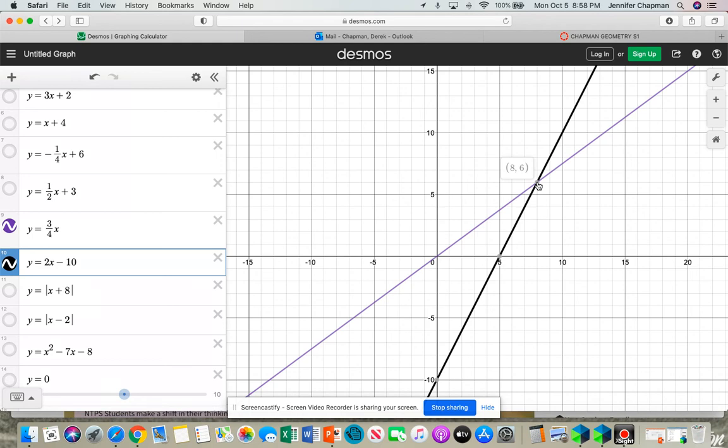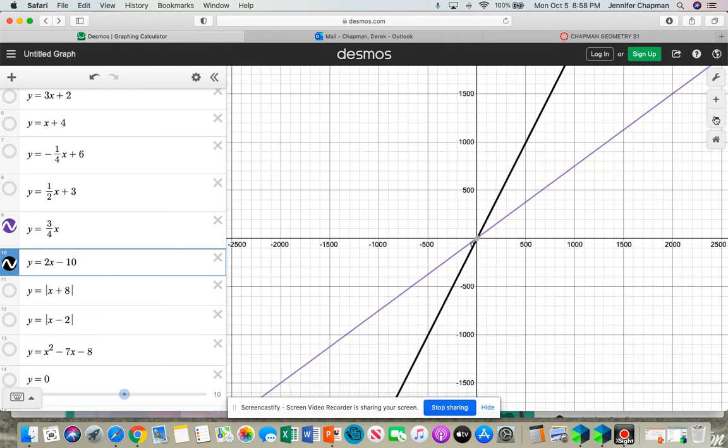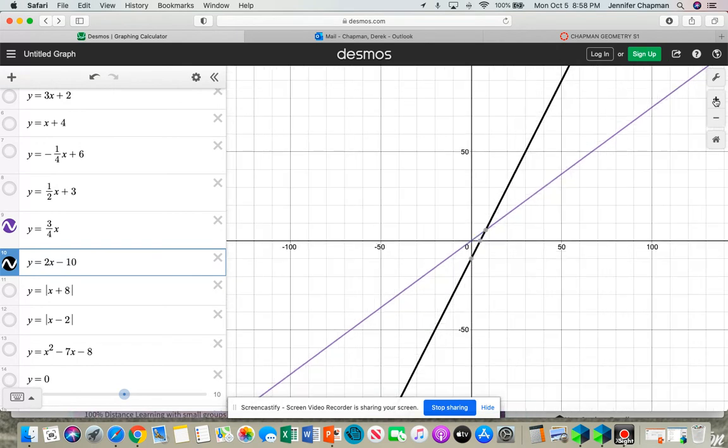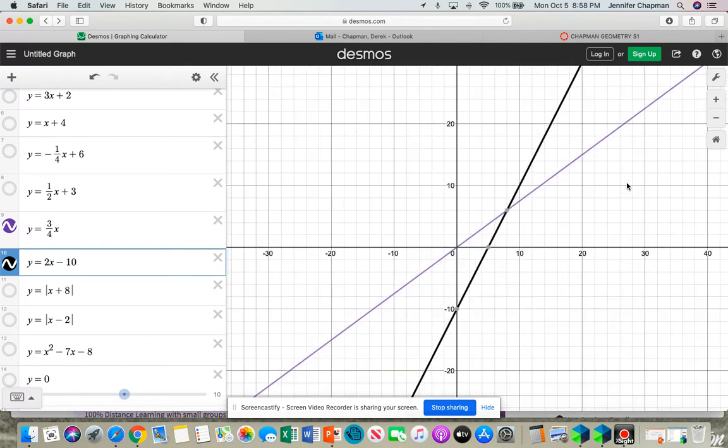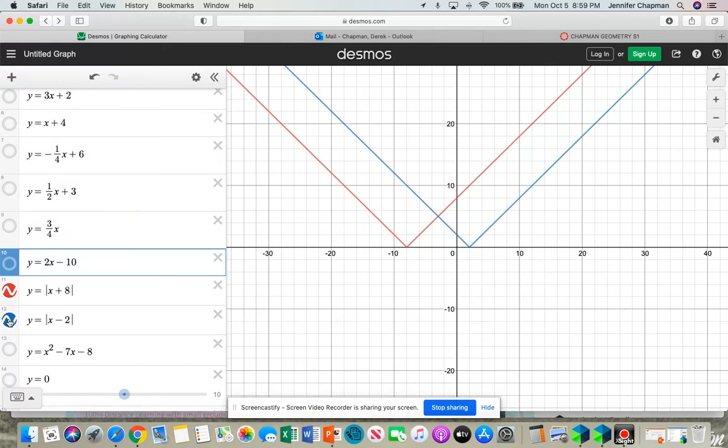If you weren't sure if they're going to cross or turn or hit again, just keep zooming out, right? I mean, you can see that these lines go in that same direction forever, basically. So if you're ever concerned, just keep zooming out and you can get a better idea of, do these lines curve back around and cross again? But like we said, linear functions are straight lines. They don't curve back around, so there's no way for them to cross again. And then number 14, absolute value of x plus 8 equals absolute value of x minus 2.